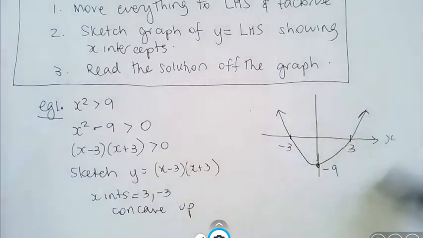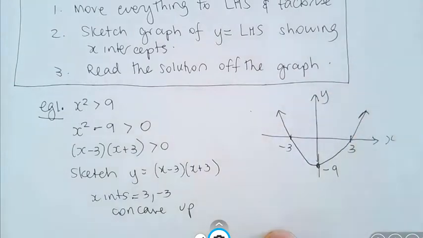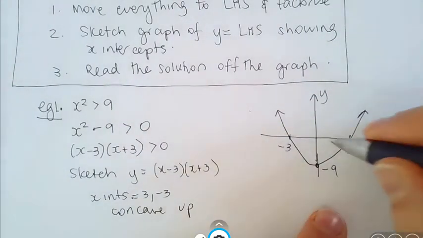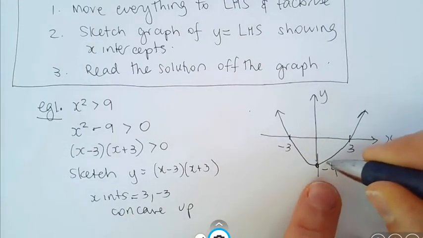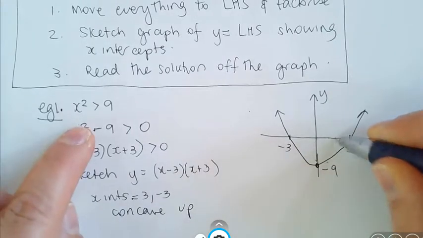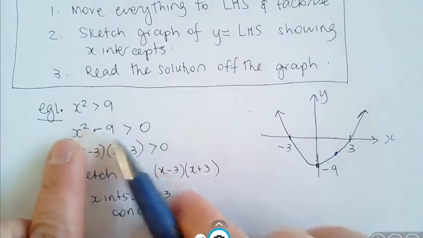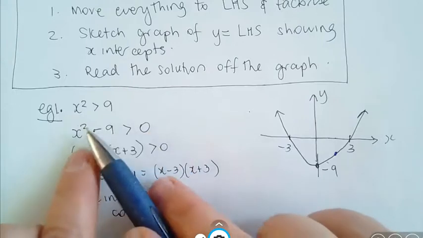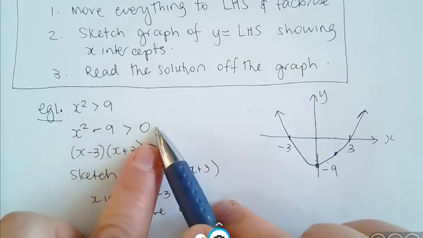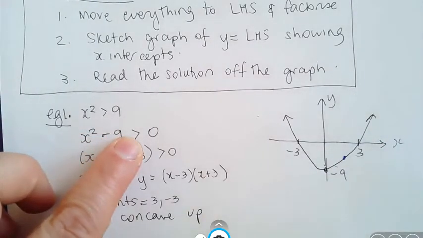So if I look at this graph, where are the y values positive? Let's look at some points. This might be the point 1, -8. This, for example, is the point 2, -5. Can you see the y values are negative here? I need to know where this graph has positive y values. So where is this graph greater than 0? It's where the y values are greater than 0. So where is this graph above the x-axis?